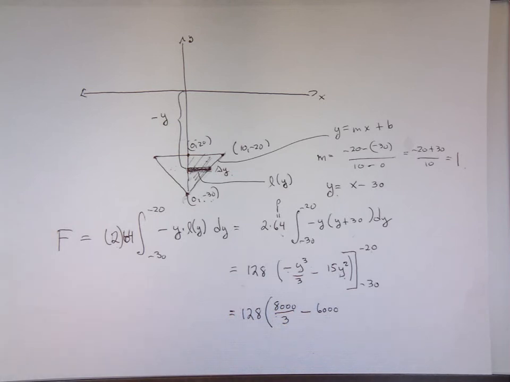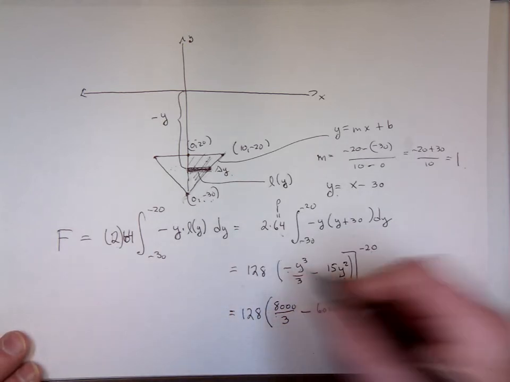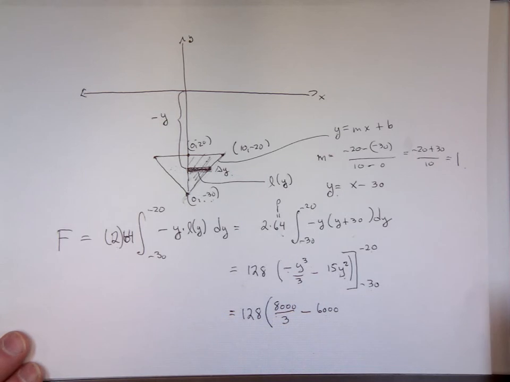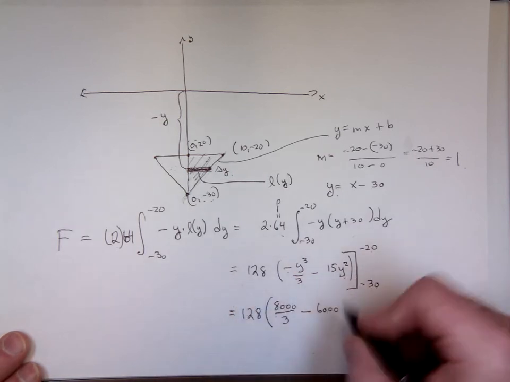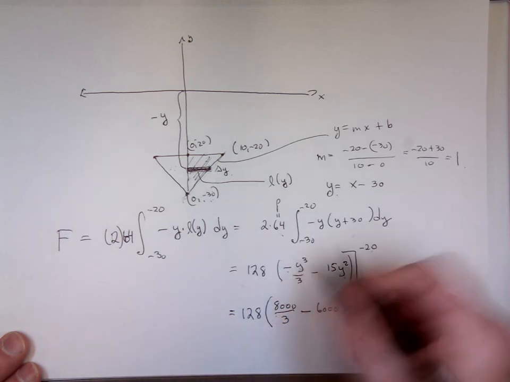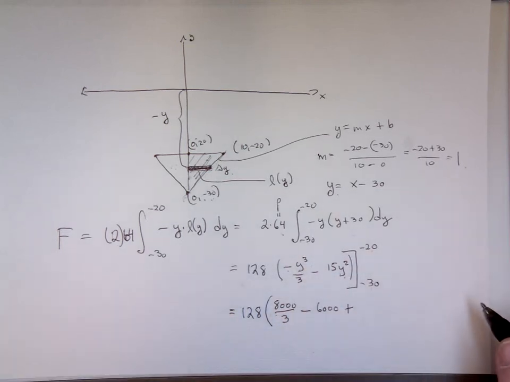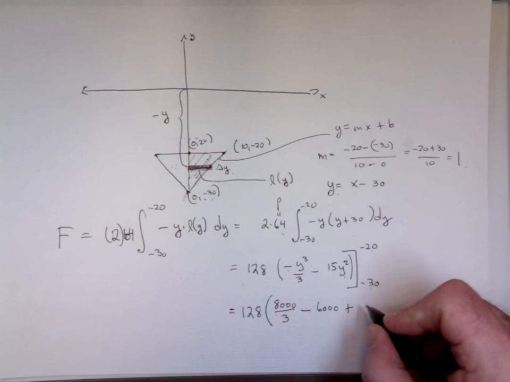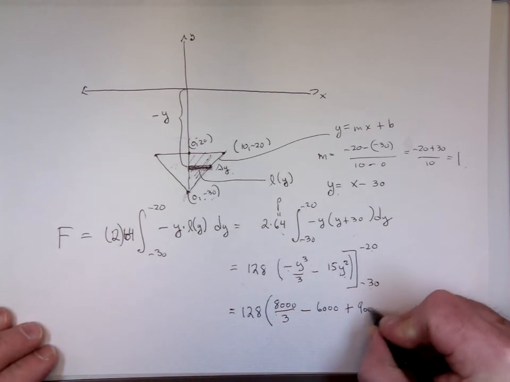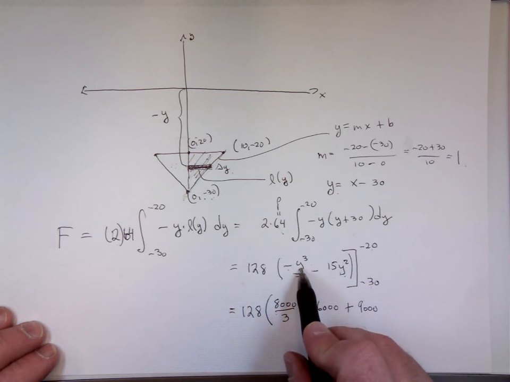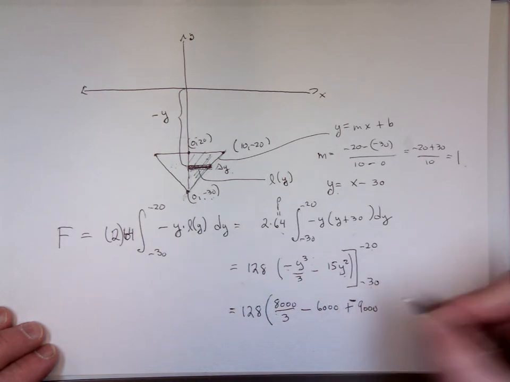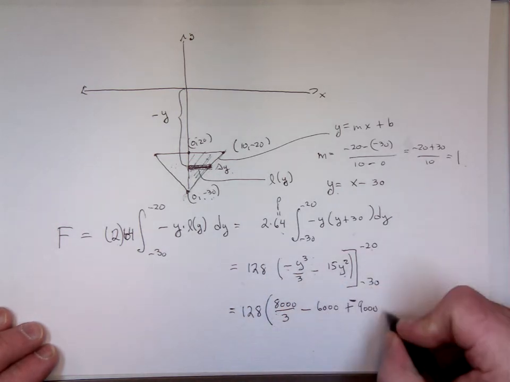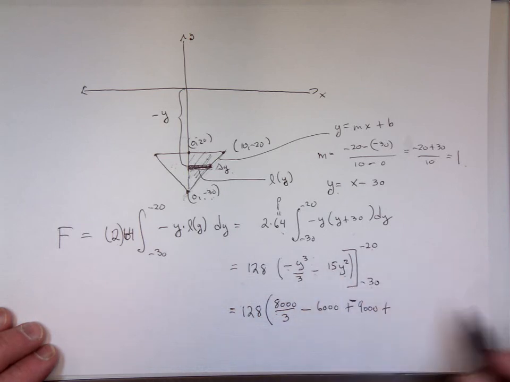And then substitute in negative 30. Oh, boy. So it's minus minus, so it's plus. Then you get a negative 30 cubed, and that's 27,000 over 3, so that'd be 9,000. Substitute that in. That gives you a negative times a negative, that's a positive, but we're subtracting it, so it's going to be a plus. 30 squared is 900 times 15, it's 13,500. And that's a plus.